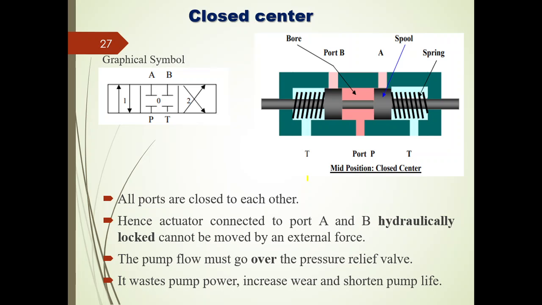So this is the parallel as well as the cross connection of the 4 by 3 direction control valve. The next center is the closed center. In the case of closed center, all these ports are in a blocked condition, right? So all these four ports are in a blocked condition.